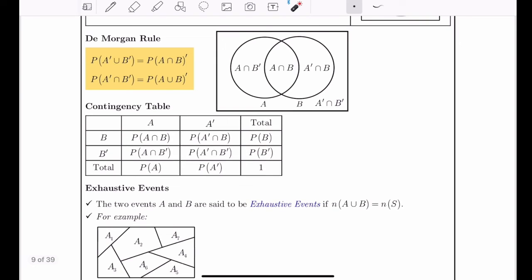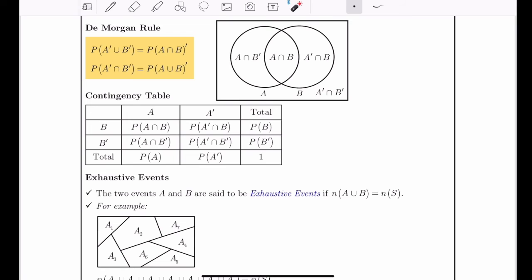Next, we're going to have a look at the De Morgan rule. So what is the De Morgan rule? Probability of (A prime union B prime) equals probability of (A intersect B) prime. And probability of (A prime intersect B prime) is also equal to probability of (A union B) prime. So the De Morgan rule can be seen from the Venn diagram. So right now we're talking about A prime union B prime, not an A.